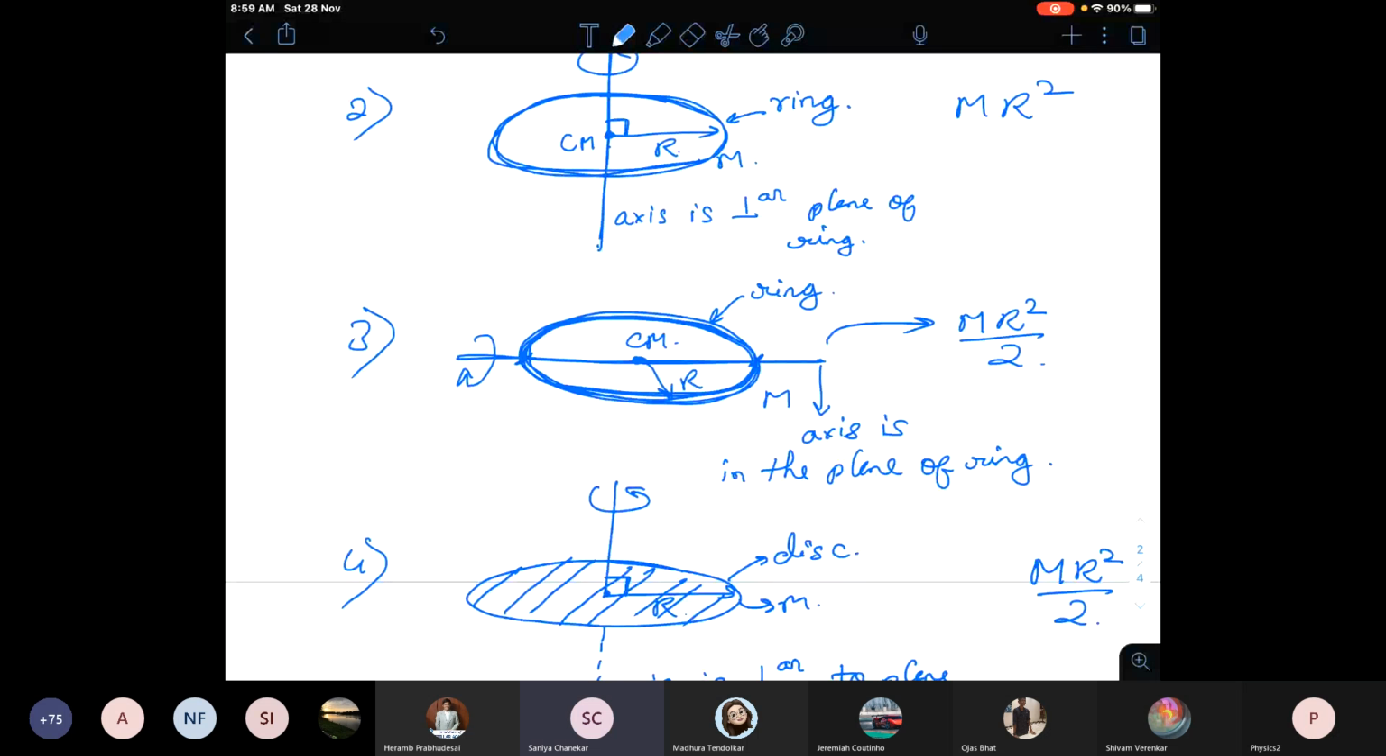If the axis is perpendicular, then the ring has mr square moment of inertia, but the disk has mr square by 2 moment of inertia. So there is a difference. It is not the same.